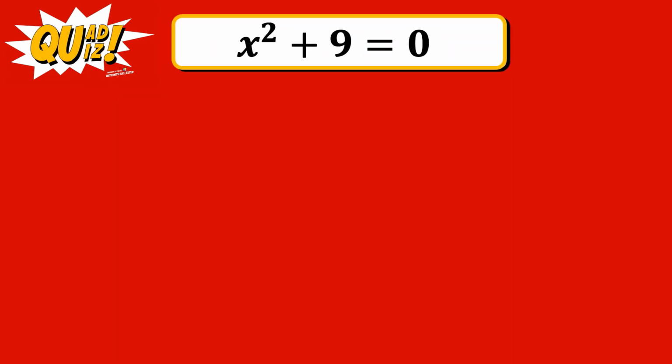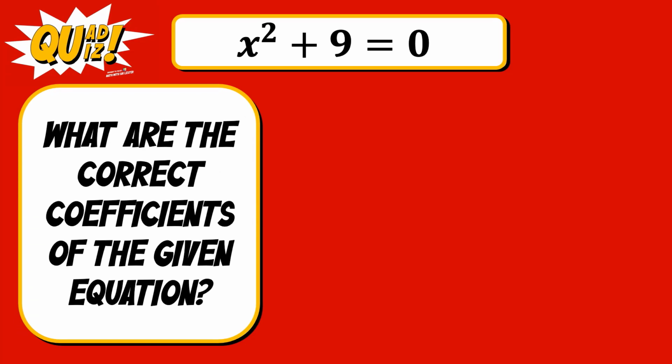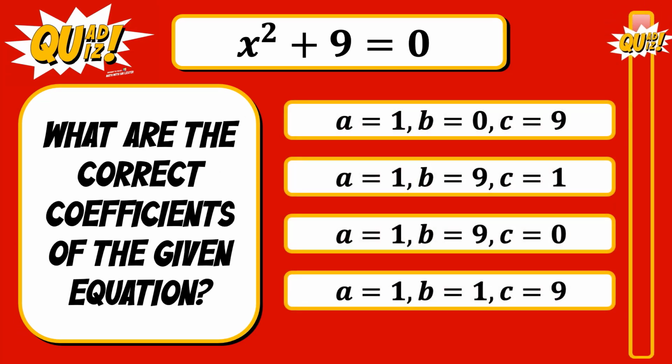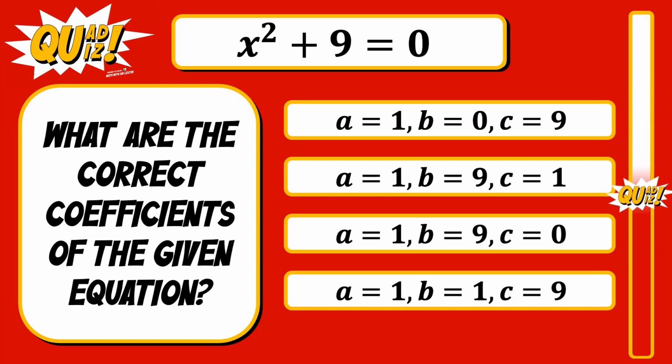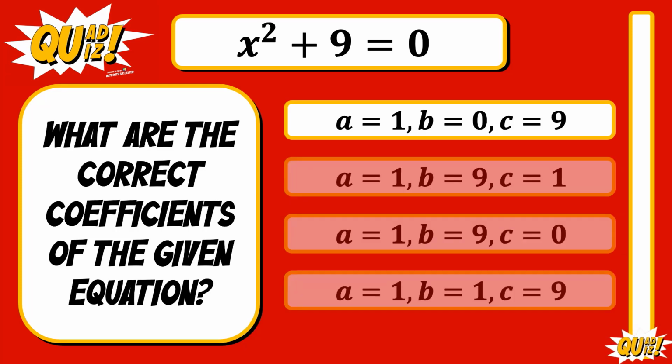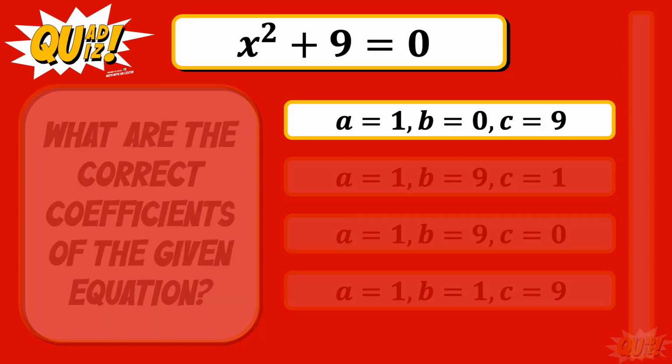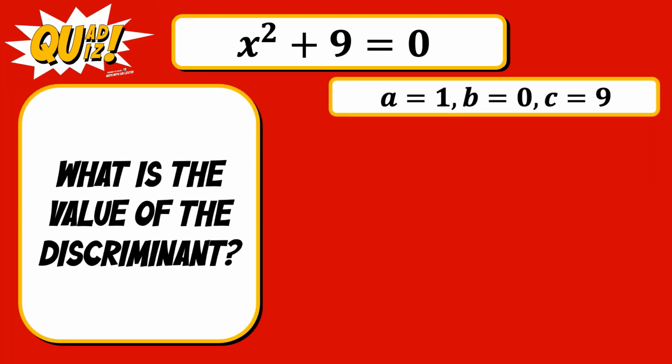In 3, 2, 1. Let's have x squared plus 9 equals 0. What are the correct coefficients of the given equation? Time is up. The answer is A equals 1, B is 0, and C is 9.